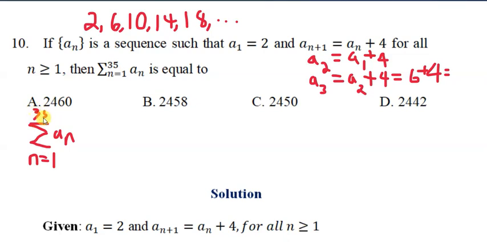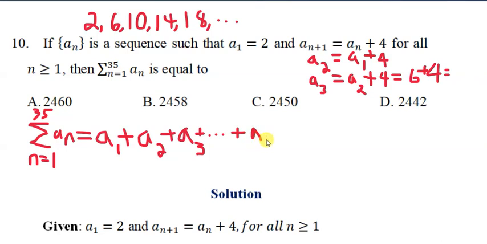The summation of this thing, with 35 as the upper limit, gives us a1 plus a2 plus a3 plus, and so on up to a35, because the last number is 35. Just make it plus followed by 3 dots, and then plus a35. This is a35.